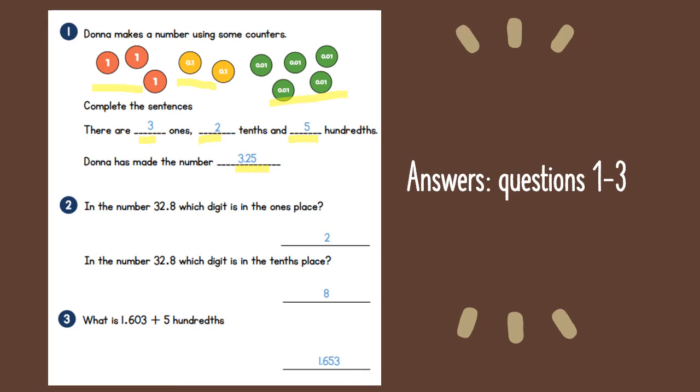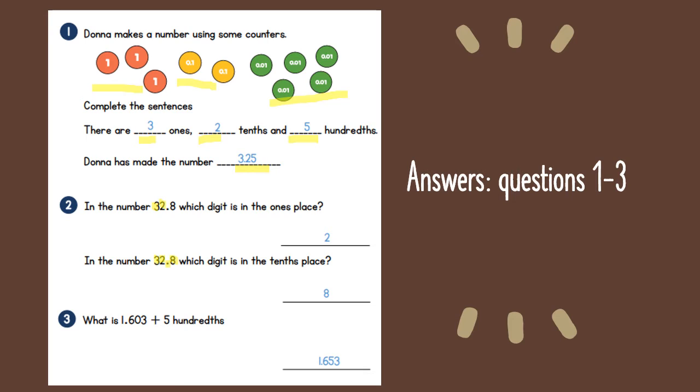In number 2, in the number 32.8, which digit is in the ones place? So I'm thinking about my place value chart. I know that 3 is in the tens. I have 3 tens, 30, and I have 2 lots of ones, so that's 2. And then in the number 32.8, which digit is in the tenth place? Okay, so there is my tens, there are my ones, and there's my decimal point. So I know then that 8 is in the 10th position on the place value chart, and it's the smallest value in that decimal.